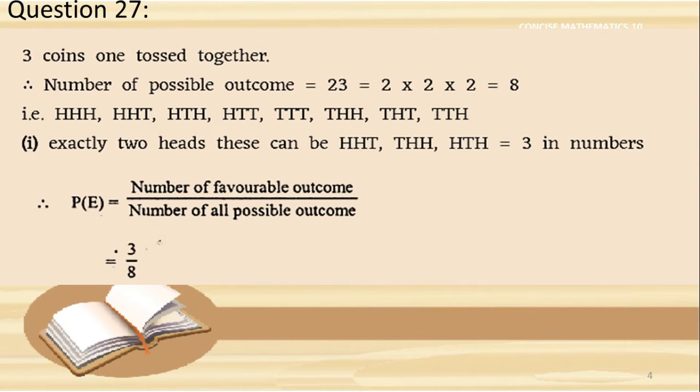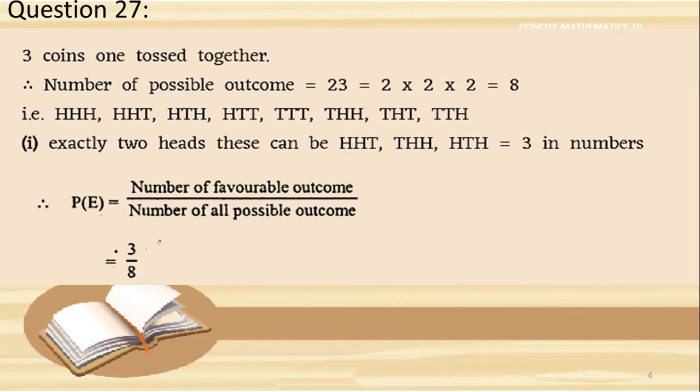Next, question number 27. 3 coins are tossed together. Write all the possible outcomes. Now find the probability of getting exactly 2 heads, at least 2 heads, at most 2 heads, all tails, at least 1 tail. So this is the question where we have got 3 coins tossed together.